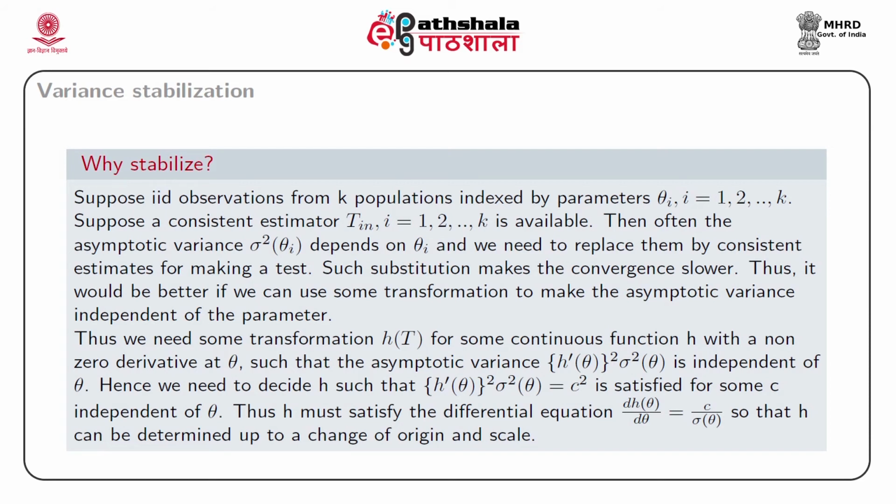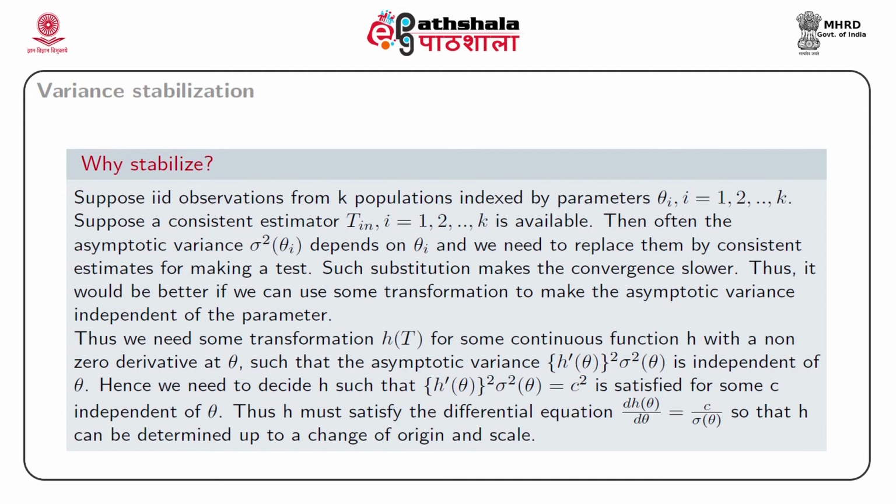Such substitution makes the convergence slower. Actually, in that case, we need asymptotic normality as well as convergence in probability for a consistent estimate of sigma square theta i. So, naturally, such substitution makes the convergence much slower. Thus, it would be better if we can use some transformation to make the asymptotic variance independent of the parameter, so that we need not plug in estimates for the unknown variance.